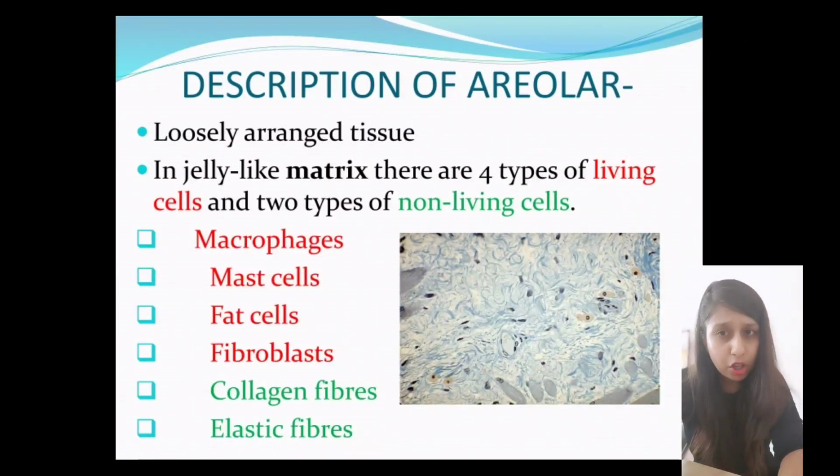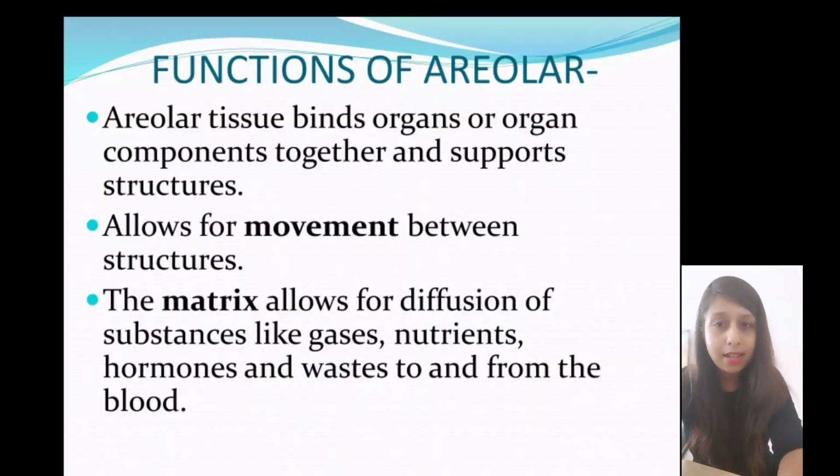The description of areolar tissue includes loosely arranged tissue in a jelly-like matrix, in which there are 4 types of living cells present: the macrophages, the mast cells, the fat cells, the fibroblasts, and also the collagen fibers and elastic fibers. I know it all sounds very Greek, with very sophisticated and complicated words, but try to understand it.